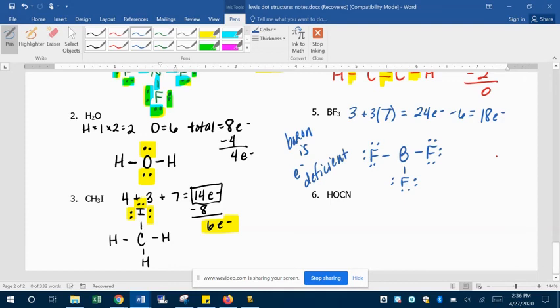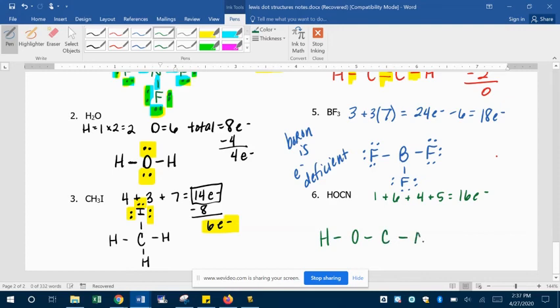Okay, last example. So I have HOCN. Hydrogen has 1 valence electron. Oxygen has 6. Carbon has 4. Nitrogen has 5. So 1 plus 6, 7, plus 4, 11, plus 5, 16 electrons to work with. Now this one is a little different than the ones we've done before because instead of something being in the center, it's going to be a chain.